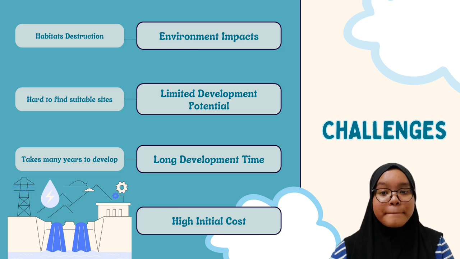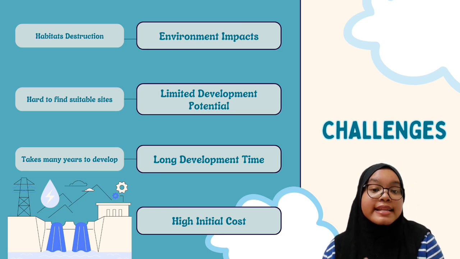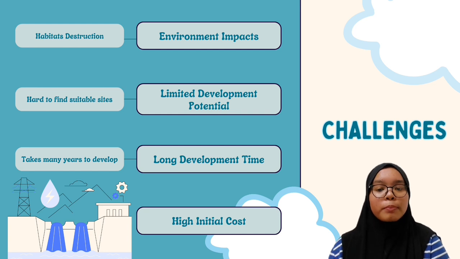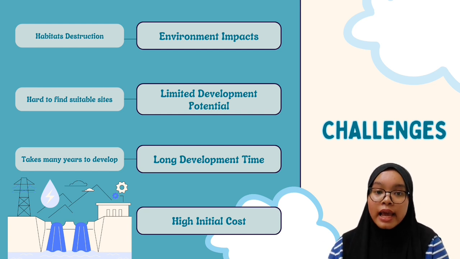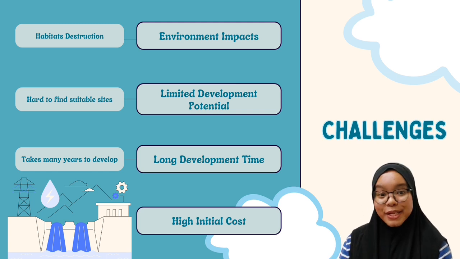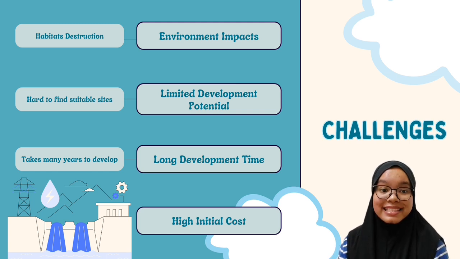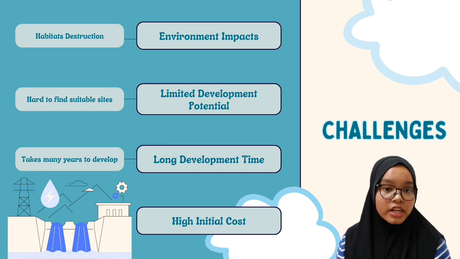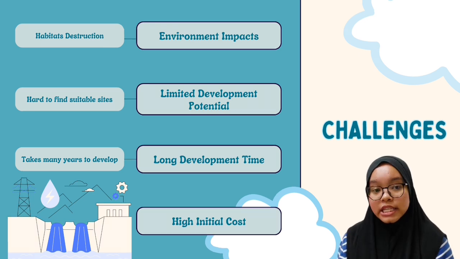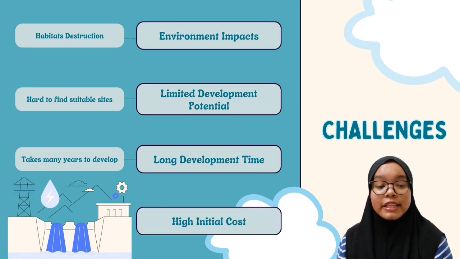Thirdly, long development time of hydropower. This is because hydropower projects can take many years to build from planning through to construction and commissioning. It can delay the time when they begin to deliver benefit. Last but not least, high initial costs. This is because constructing a hydropower plant is substantial. These include costs for feasibility studies, engineering, construction, and infrastructure development.